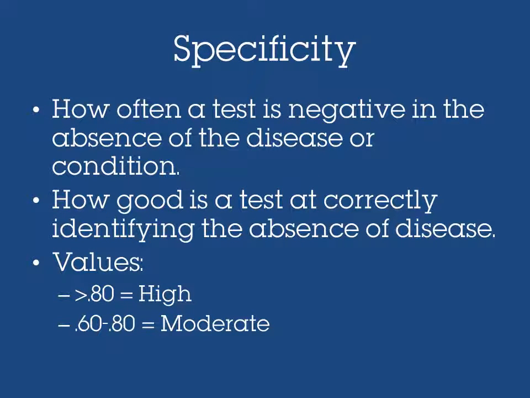On the other hand, you have specificity, and specificity is how often a test is negative in the absence of the disease or condition. In other words, how good a test is at correctly identifying the absence of disease. So let's say, for example, you use the Lachman's test and get a negative result; specificity will tell us how good you are at correctly identifying that someone does not have a torn ACL. Similar to sensitivity, values above 0.8 are high, and 0.6 to 0.8 is moderate.